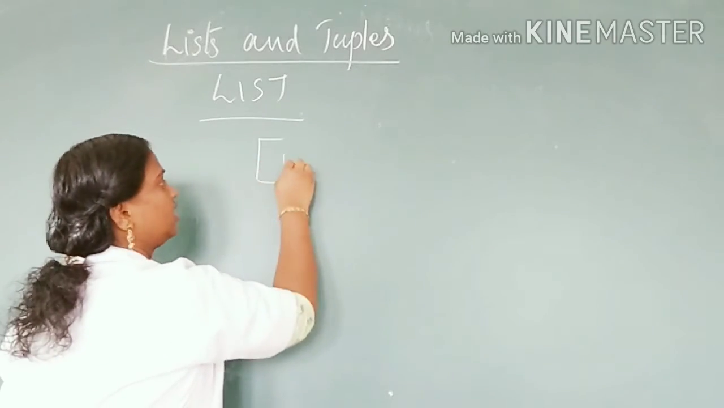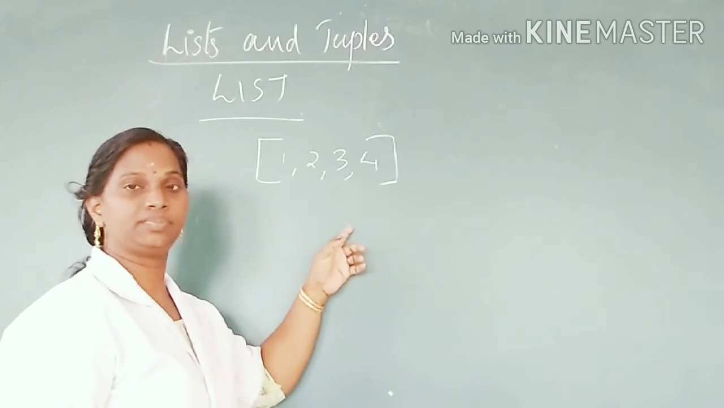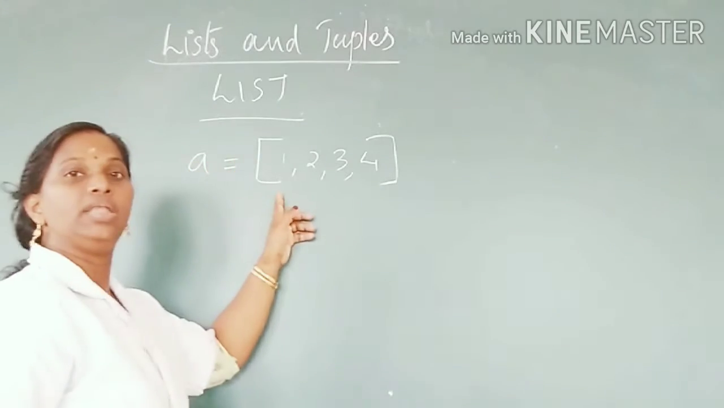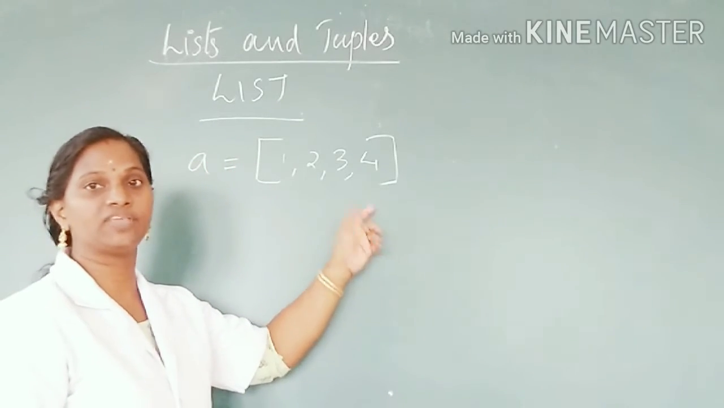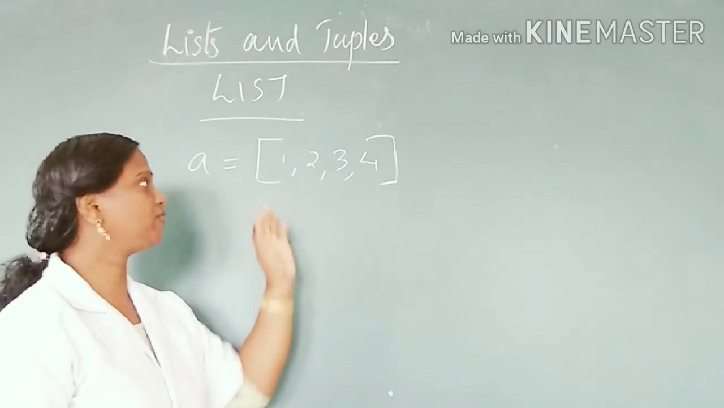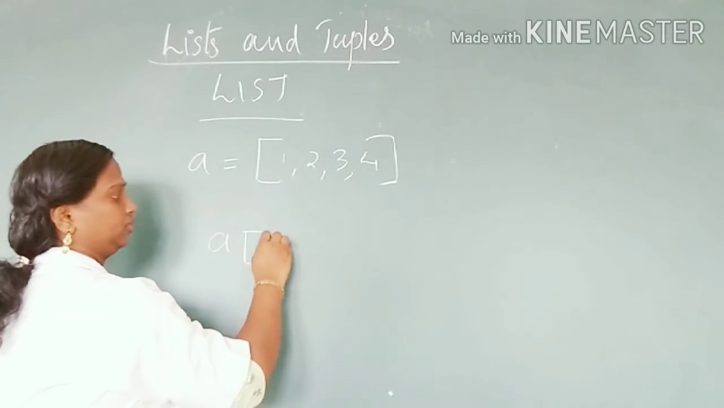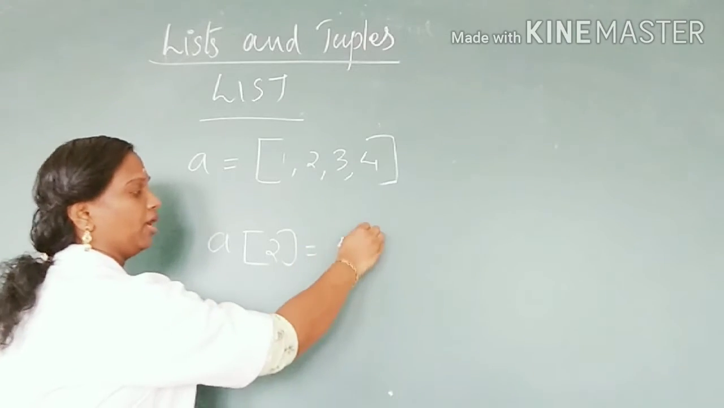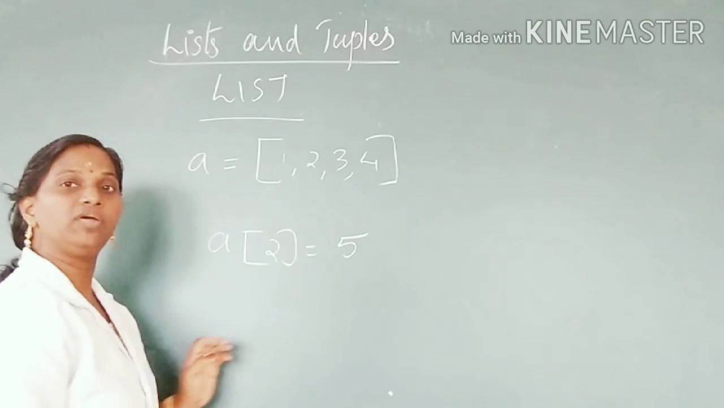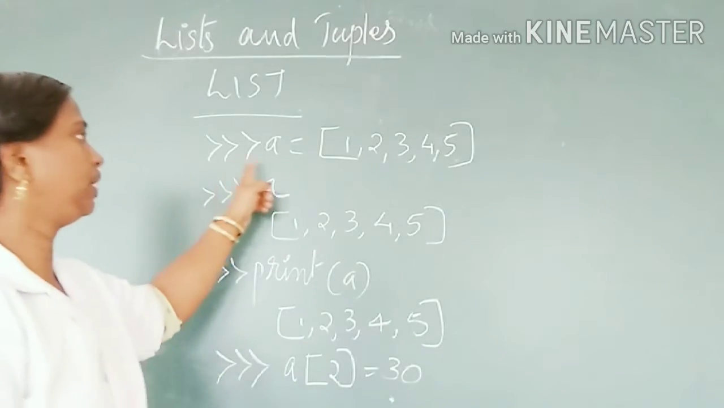For example, we can represent 1, 2, 3, 4. This one is a list. This list you can assign to a variable. For example, A is equal to the list 1, 2, 3, 4. If you want to change any one value, you can do it like A of 2 is equal to 5. Then the third value will change to 5. See the example here.